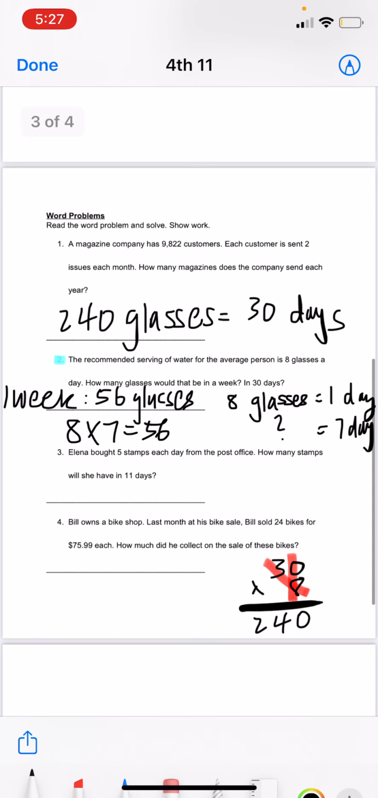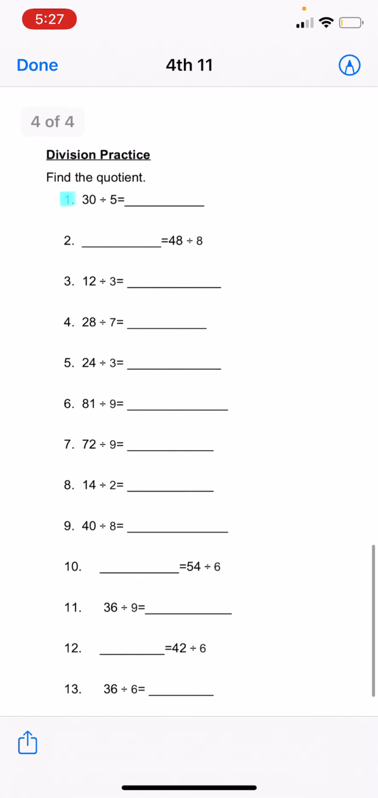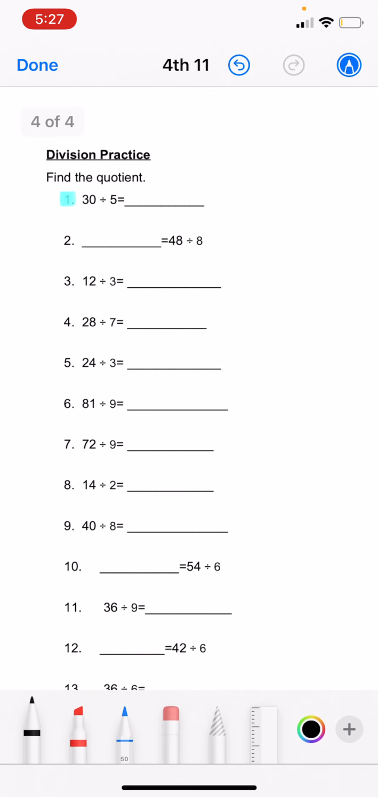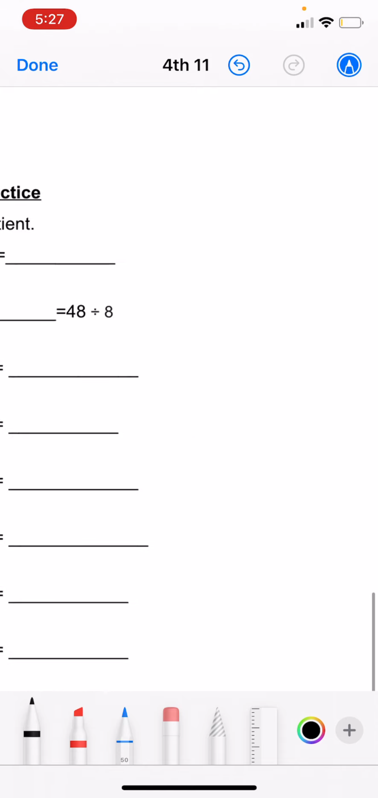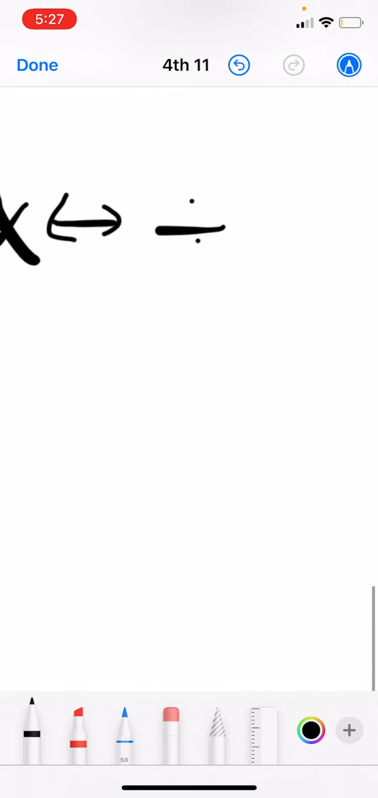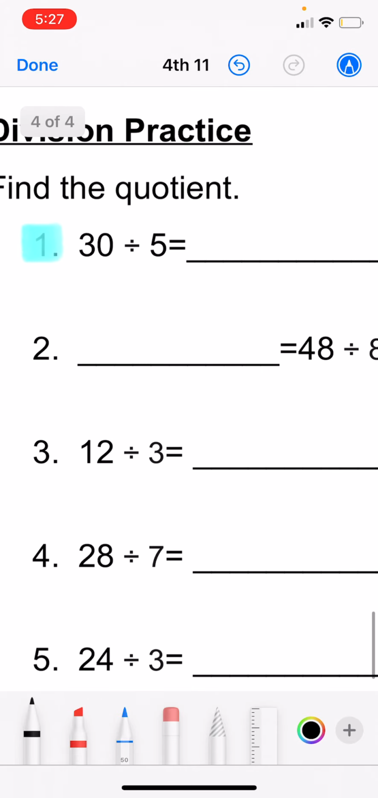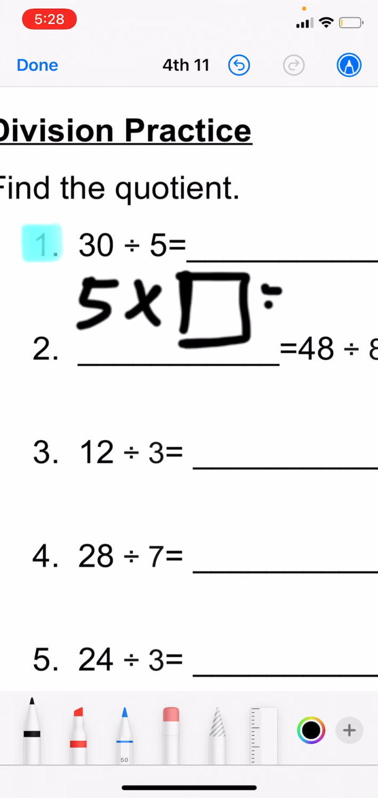Okay, so we'll move on to the final page, which is going to be division practice. If you don't know what division is, it is the opposite of multiplication. So these can work either way. Okay, so we're going to be doing number 1. 30 divided by 5 is going to be 5 times what equals 30? We know that 5 times 6 equals 30, so your answer is 6.